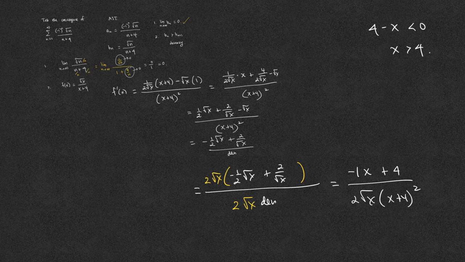For the second condition, we need the terms to be decreasing, but we don't need it to be decreasing starting at n equals 1. We just need it to be decreasing at some n, and we see that for n greater than 4, the term b sub n will be decreasing because the derivative is negative for n greater than 4, or specifically x greater than 4. This shows that the second condition is also satisfied, so we conclude that the given series is convergent by the alternating series test.